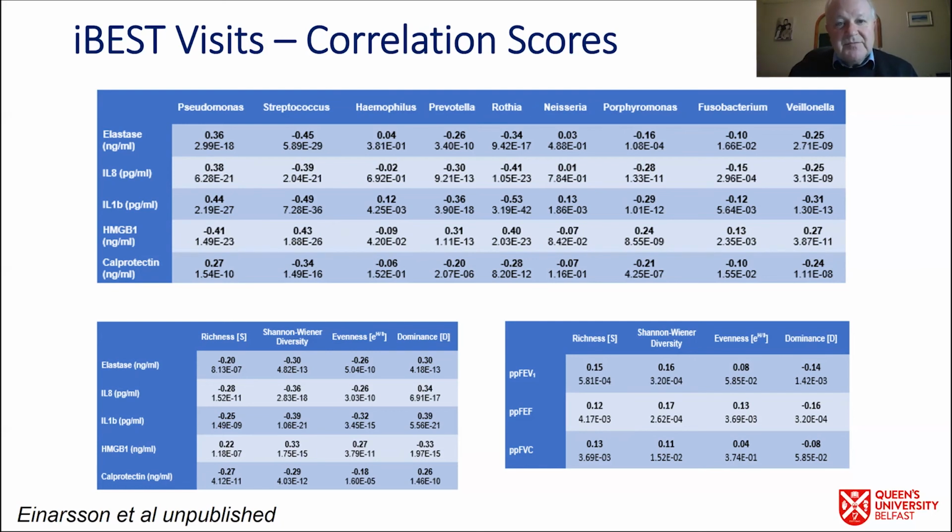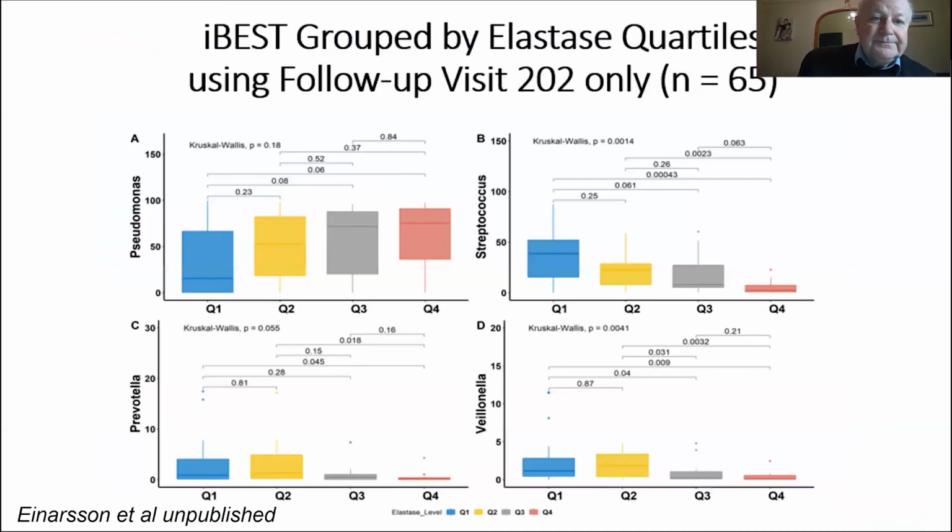And I think the message from this slide is, again, there are relationships to some of the organisms. Again, Pseudomonas being a driver, but also the presence of the microaerophilic and anaerobic bacteria having an inverse relationship. And in the lower right-hand panel, you can see there is some relationship between these inflammatory markers and Shannon-Weiner diversity. Again, little relationship to FEV1.